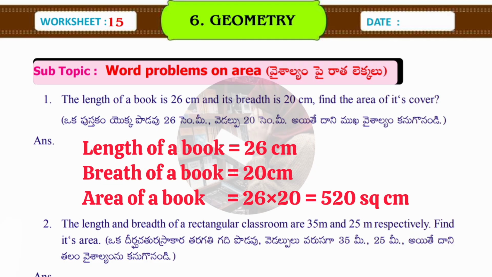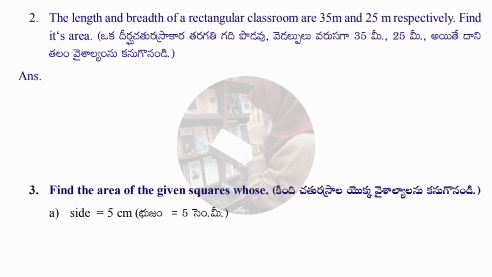Understood guys? Let's move on to the second question. The length and breadth of a rectangular classroom are 35 meters and 25 meters respectively.